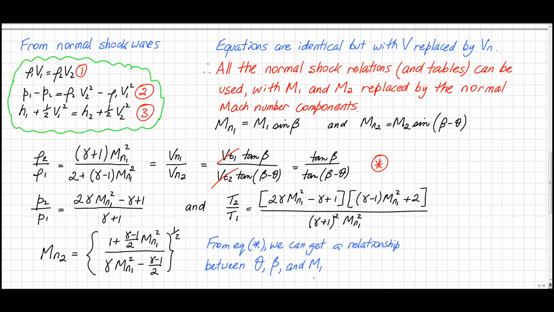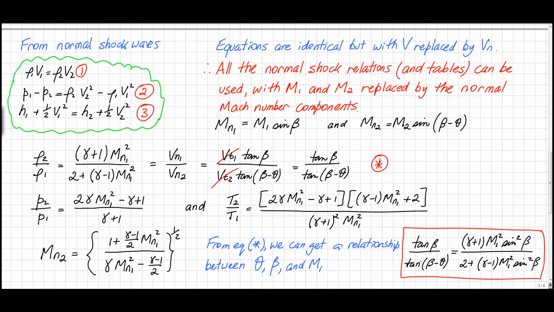And this is it. So we've got tan beta over tan beta minus theta is this function of gamma, the Mach number upstream M1, and the shock wave angle beta in there. In order to get that, we've just said that Mn1 is equal to M1 sine beta. And this is a really useful relationship because it shows us the relationship between the Mach number, the flow deflection angle, and the shock wave angle. And we'll find that that will be a very useful thing for us to use.